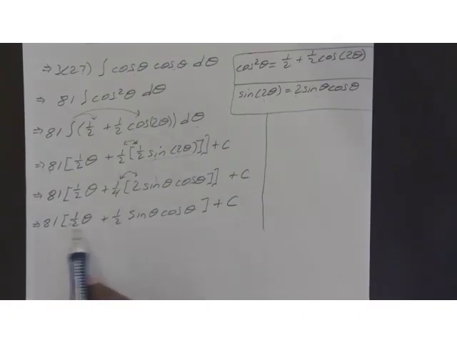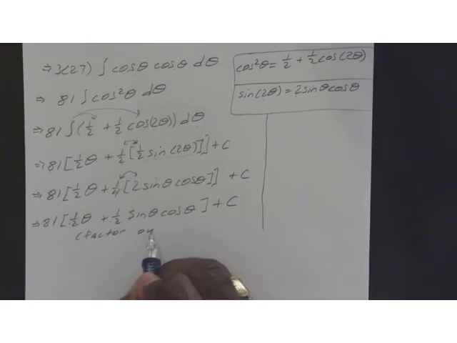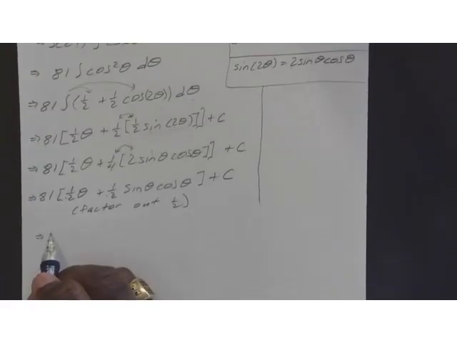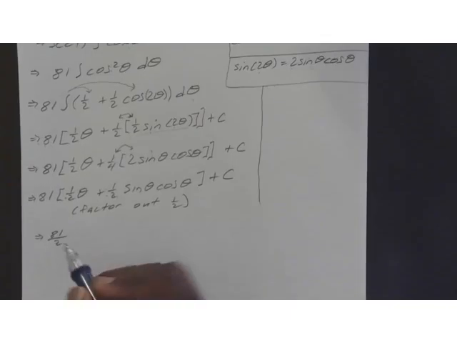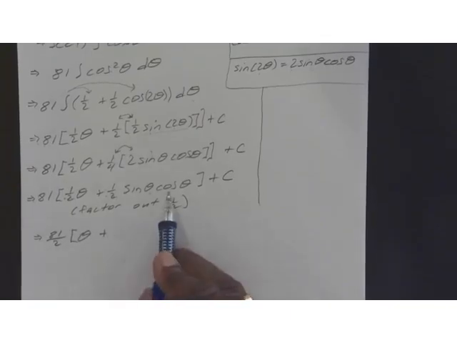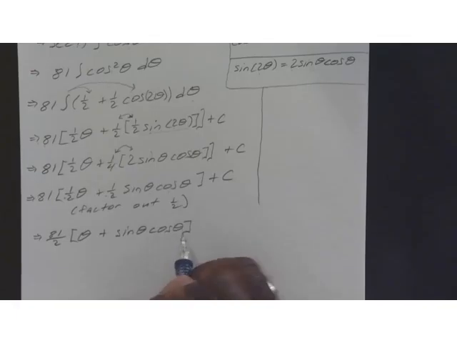Okay, so just to make it easier, we can factor out 1/2. I mean, not much you can do to make this easier, but we do what we can. That's 81 divided by 2, that's theta plus sine of theta, cosine of theta, plus c.